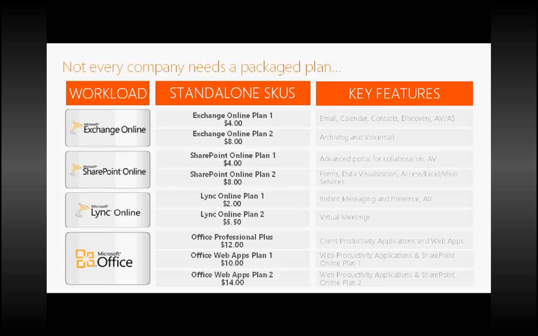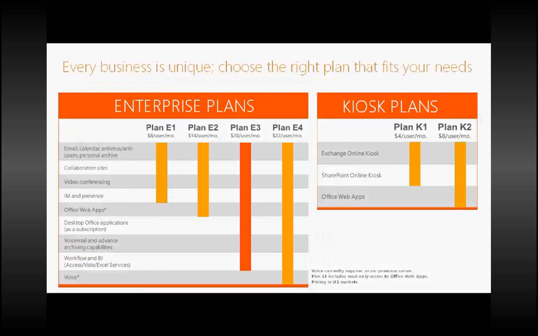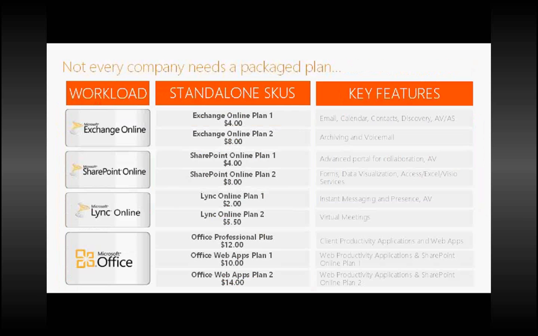So in general, you see that most of the standard versions of Exchange, SharePoint, and Lync are $4 to $2, and then the advanced features are $8 to around $6. And of course, you can get Office Pro Plus and those Office Web Apps as well, or if you just wanted SharePoint and needed that access. So again, these are the standalone plans. I'm going to click back real quick. These are the enterprise plans. Again, it ranges from 8 to 22. The kiosk plans range from 4 to 8, depending on what exactly you need. And of course, those standalone plans are just individual online solutions that you can purchase.